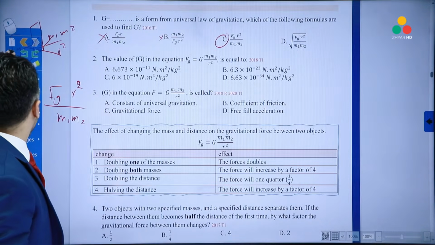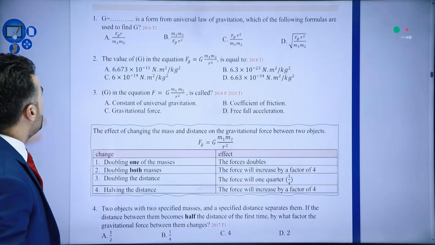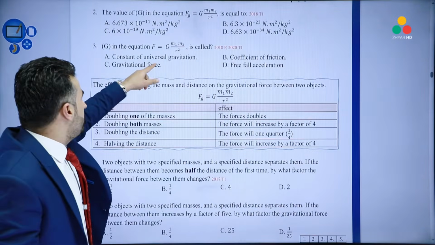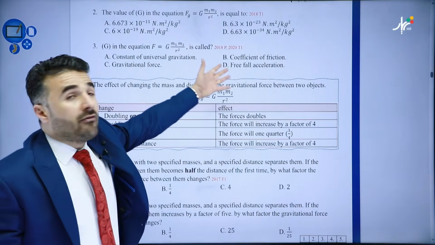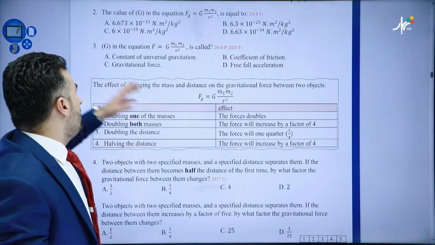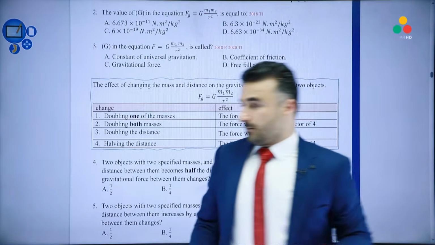And then the third one, or the last one here, for this lesson: G in the equation F equals this is called what? Is it called constant of universal gravitation? Is it called coefficient of friction? Is it called gravitational force or free fall acceleration? And the correct option is constant of universal gravitation.